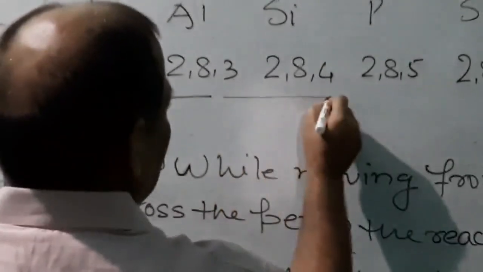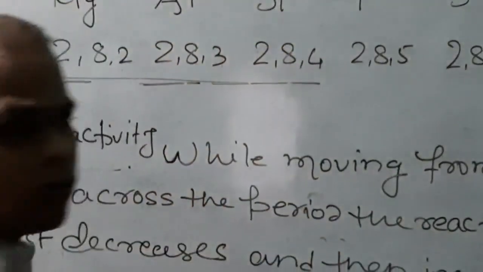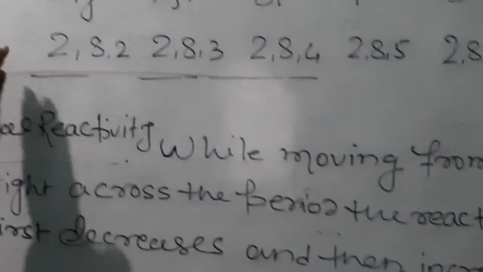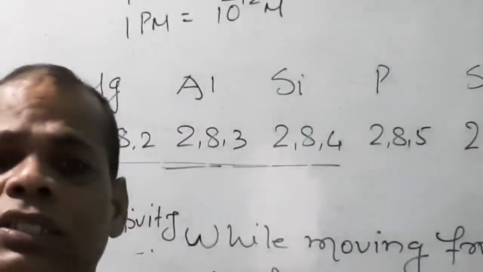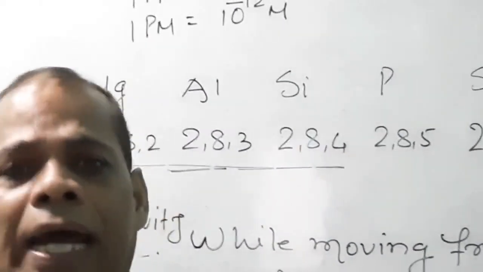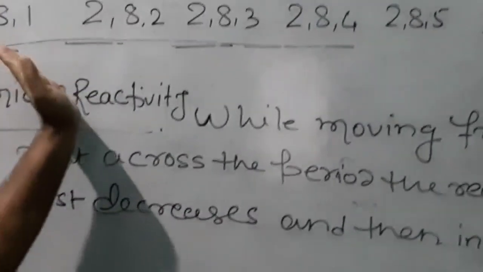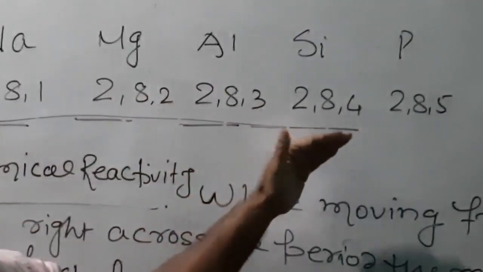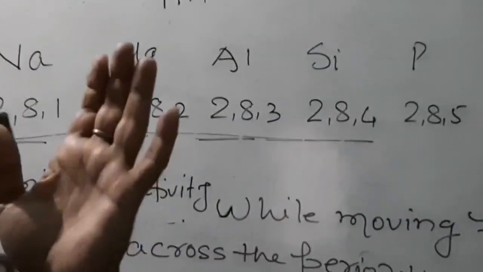So up to here, what will happen? The tendency of losing electron decreases across the period due to decrease in the size of an atom.